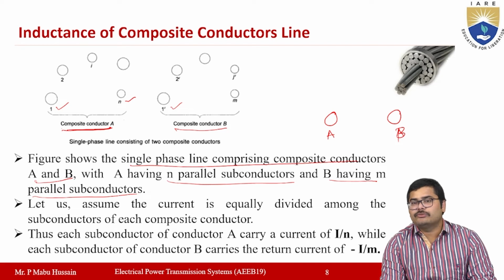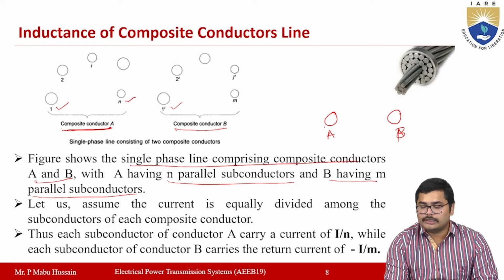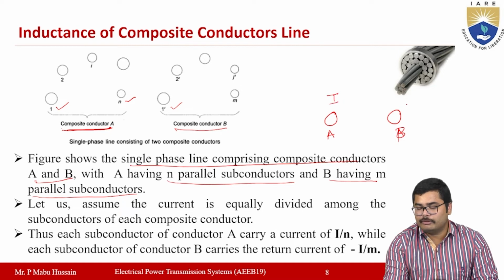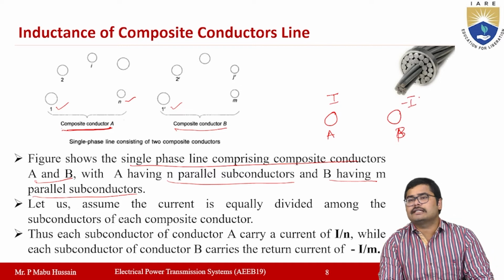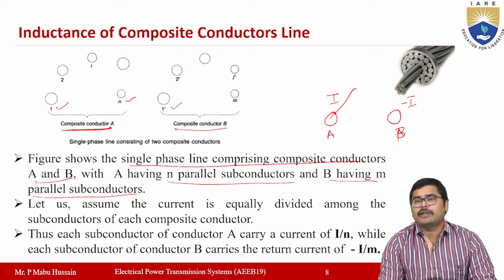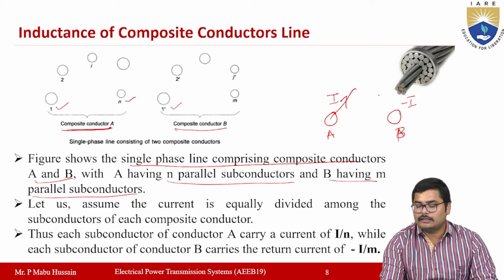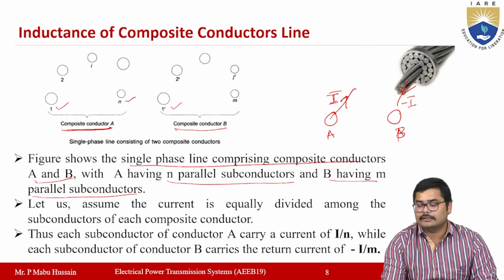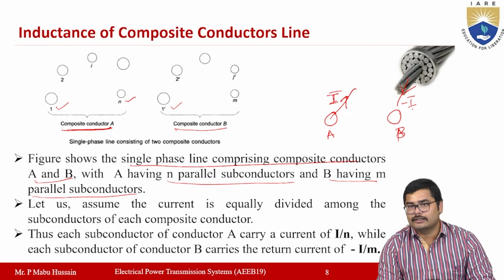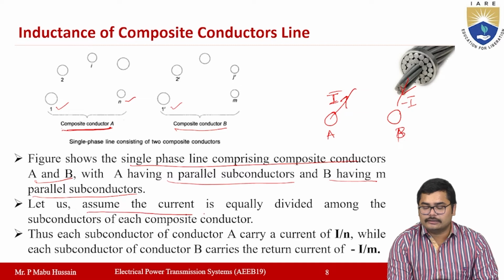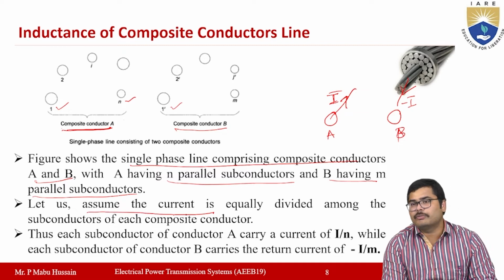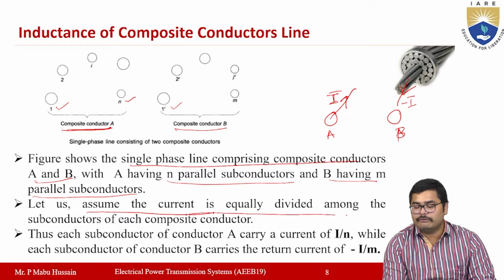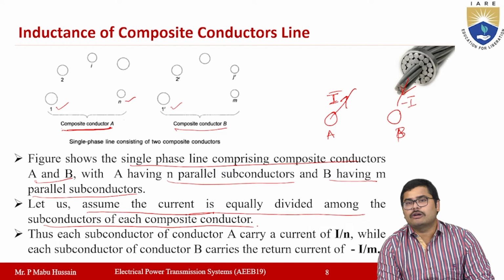Now let us assume that the current flowing in composite conductor A is I, and the current flowing through conductor B will be minus I. Why? Because in a single phase system, one conductor acts as a forward path, and the other conductor acts as a reverse path. Here we are assuming that the current distribution in each composite conductor will be uniform, so the current will be equally divided among the subconductors of each composite conductor.